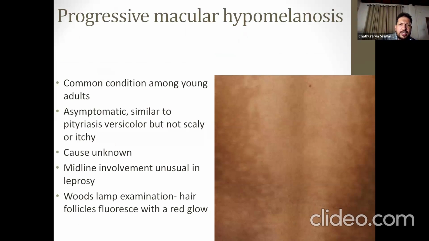Another common condition we see in young adults is what we call progressive macular hypomelanosis. It's asymptomatic.